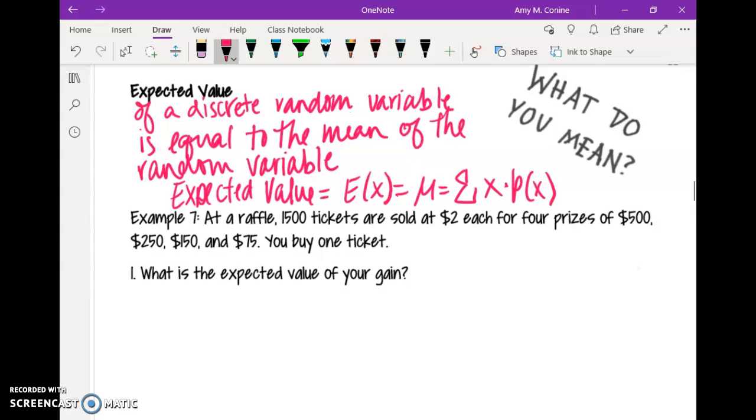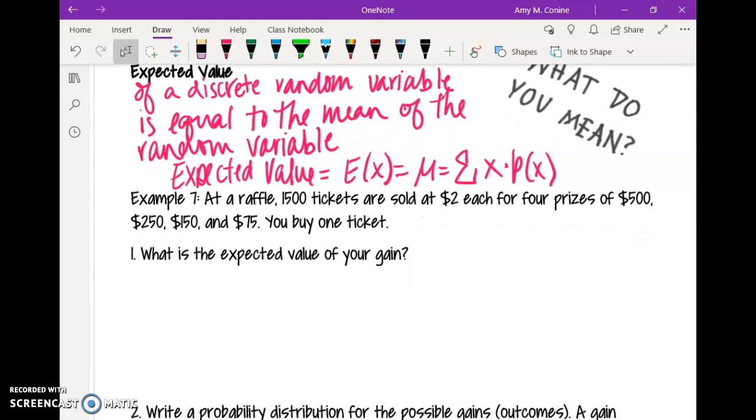So we're going to take a look at example 7. So we're at a raffle. We have 1,500 tickets that are sold at $2 each for 4 prizes of $500, $250, $150, and $75. And you buy 1 ticket. And so we need to find the expected value of your gain.